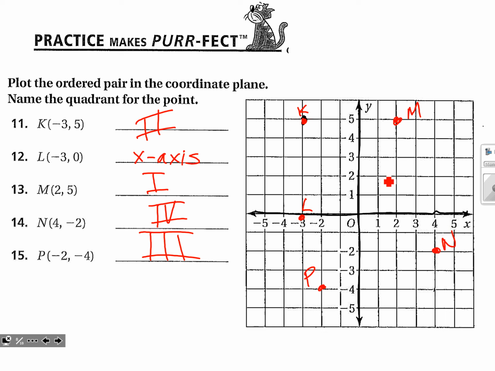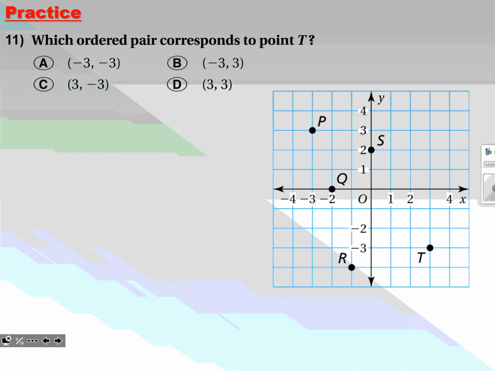Let's go to the next slide. Which ordered pair corresponds to point T? So where is point T? Look at the x-axis. Look at the y-axis. The answer should be answer C.